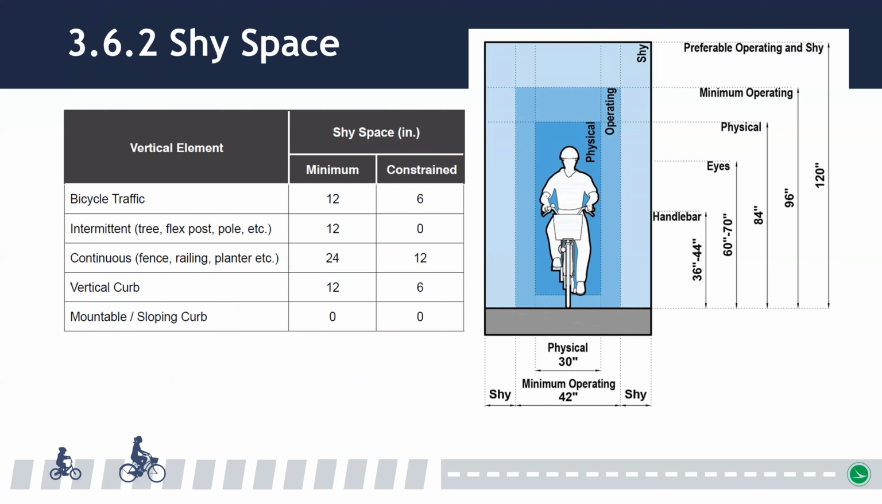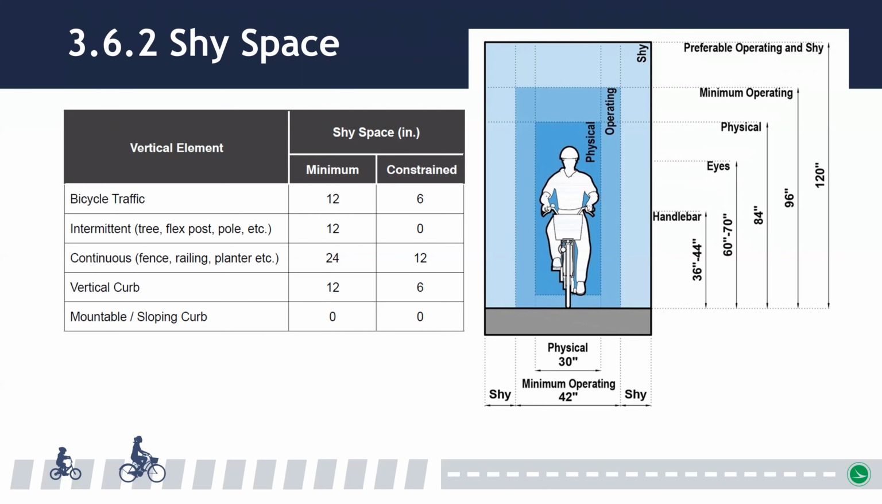Bicyclists have the potential to collide with physical objects such as walls, fences, or curbs, or into other bicyclists or pedestrians on shared use paths. If sufficient shy distances are not provided, bicyclists may have the potential to collide with these objects or with others on a shared use path. The MDG provides both minimum and constrained shy spaces and bikeway widths.